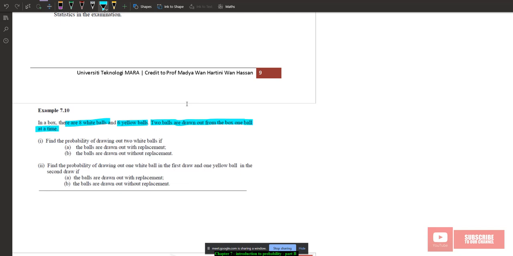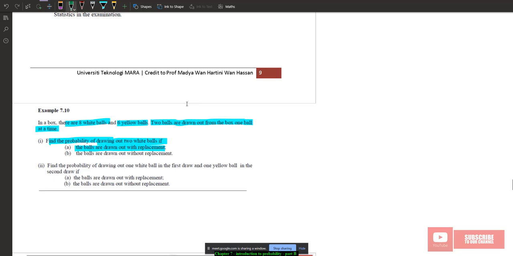That means we have 14 balls, which is 8 white balls and 6 yellow balls. So we're going to take out 2 balls from the box, 1 ball at a time, right? So find the probability of drawing out 2 white balls if the balls are drawn out with replacement, meaning they take one and put it back. They take one and put it back, right?